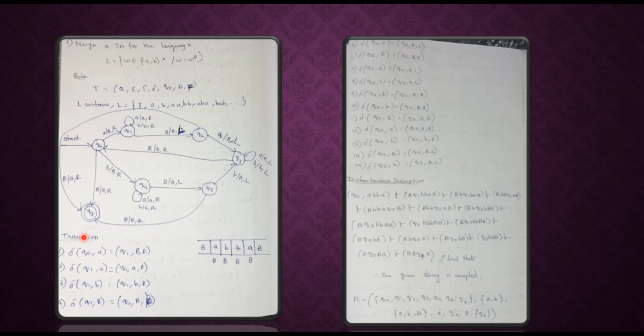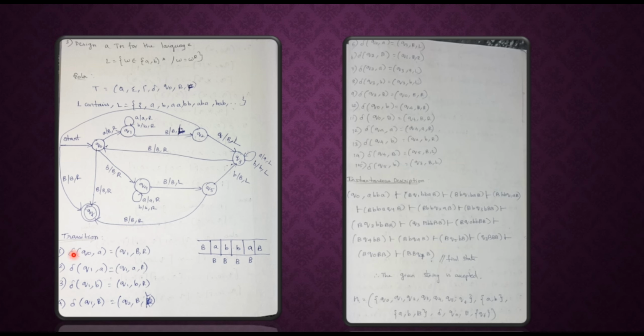Here, delta of q naught comma a. From the first transition up to the final transition, we have to write it. First, q naught is the starting state, and the input is a, so we move on to q1, change it to blank B, and then move on to the right side. So this is the transition. I think we discussed it already in the previous slide. Whatever transition we made here, that only we write in this format.